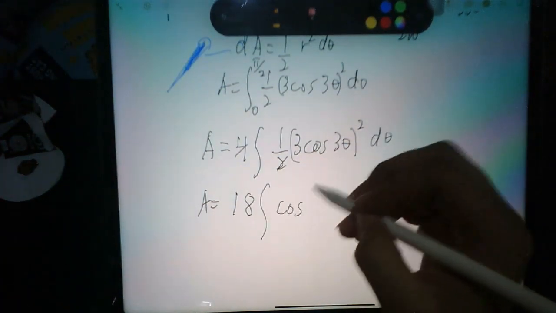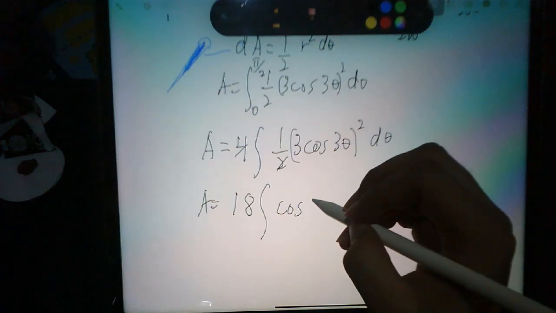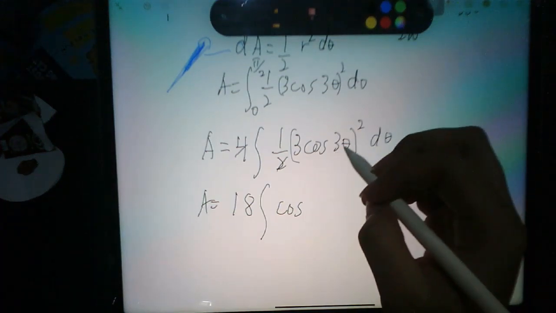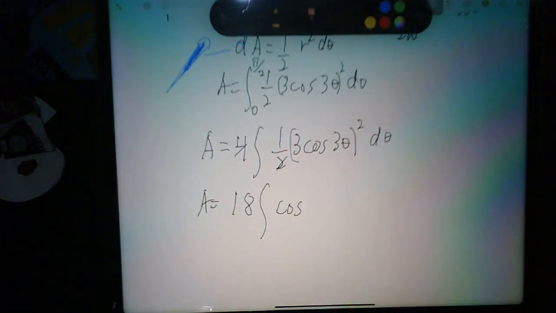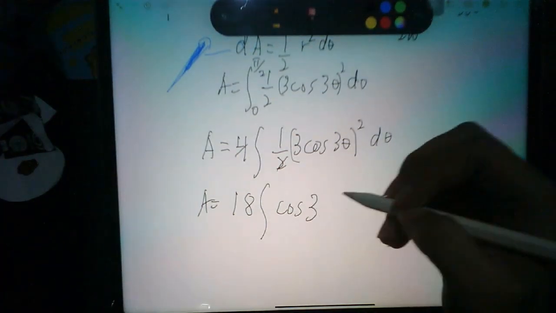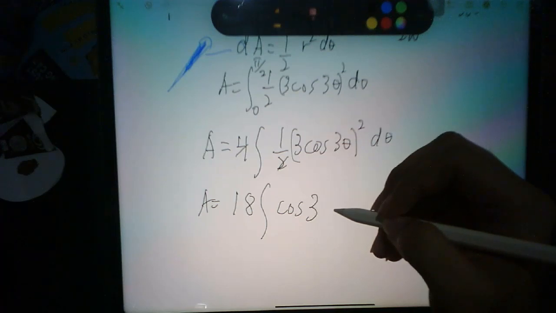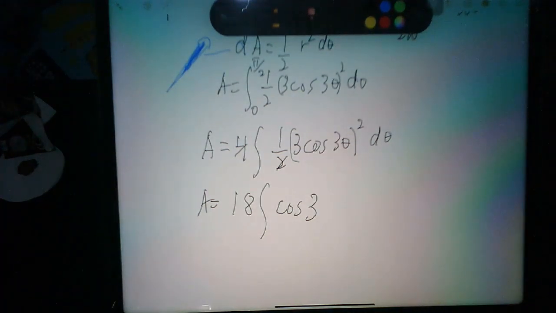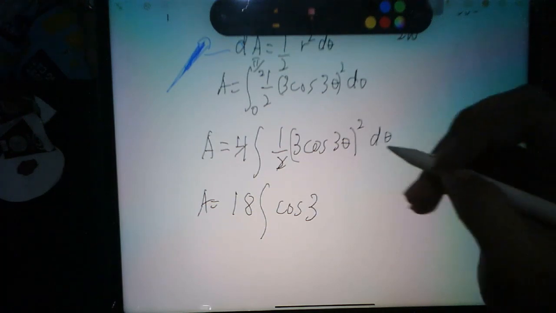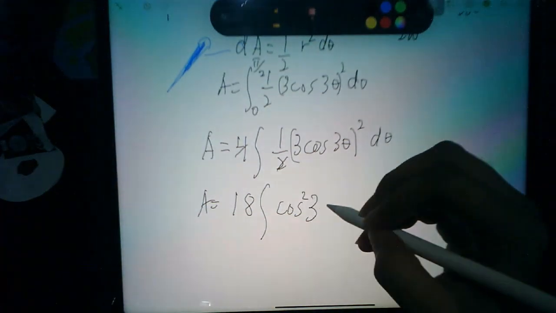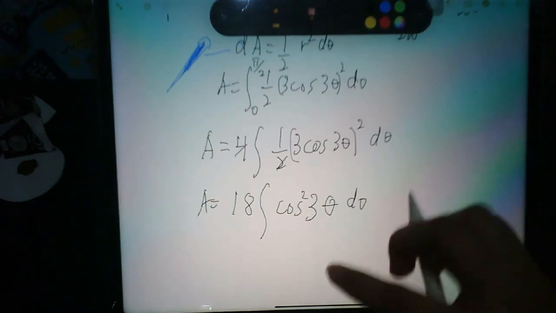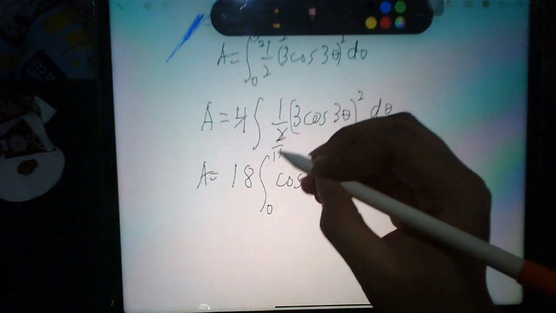cosine of 3 here. Cosine of 3, cosine of 2, cosine of, this is 2 cosine squared of 3 theta d theta from limits 0 to pi over 2.